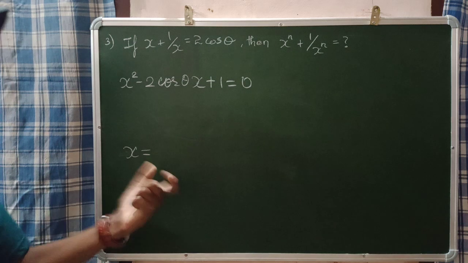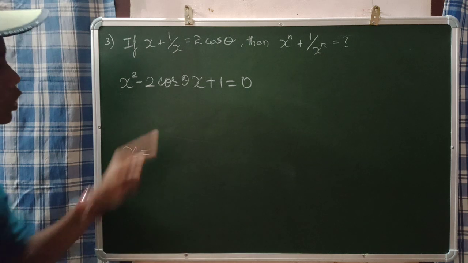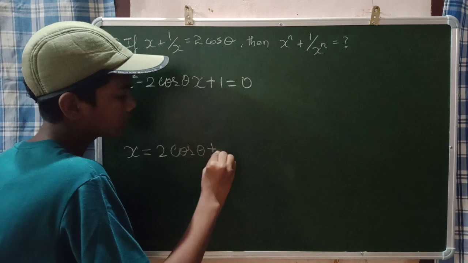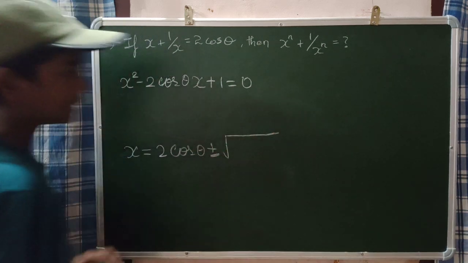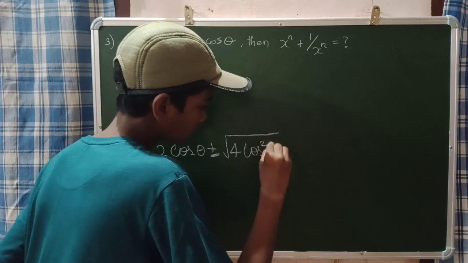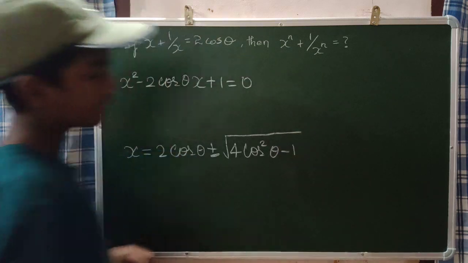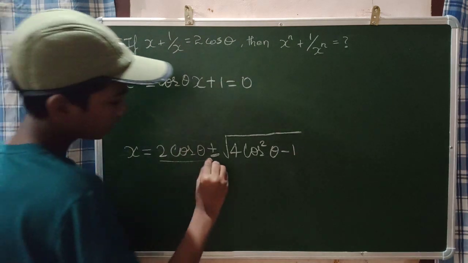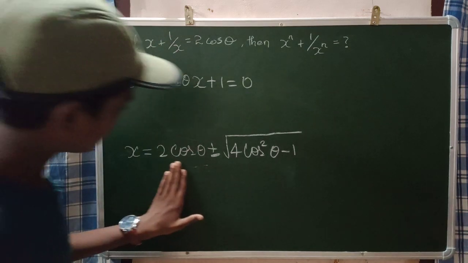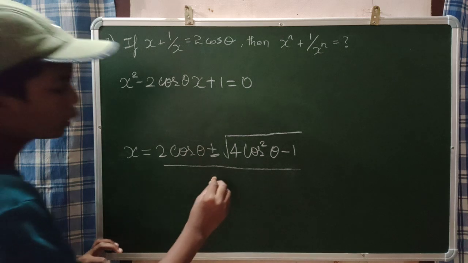That is why I am writing it as x is equal to, using the roots formula, which is minus b. Minus b is what? Minus of minus 2 cos theta, which will be 2 cos theta. Then plus or minus root of b square minus 4ac, which is nothing but 4 cos square theta minus 4ac, which will be nothing but 1. Correct, na guys? Then divided by 2a. 2a will be nothing but 2 into 1, 2.